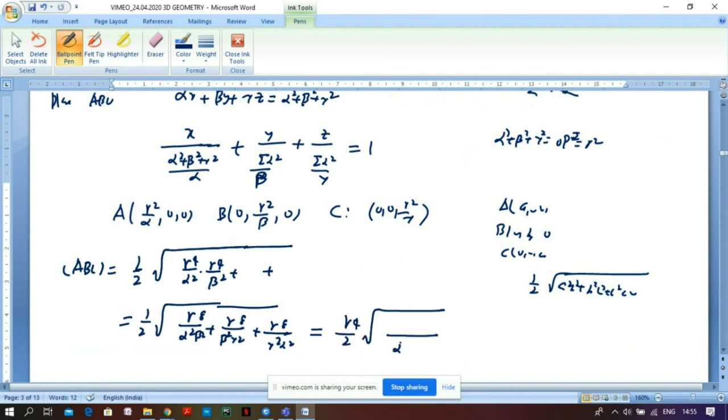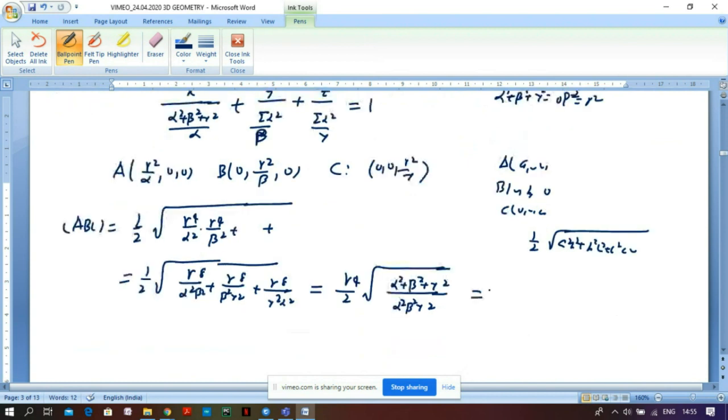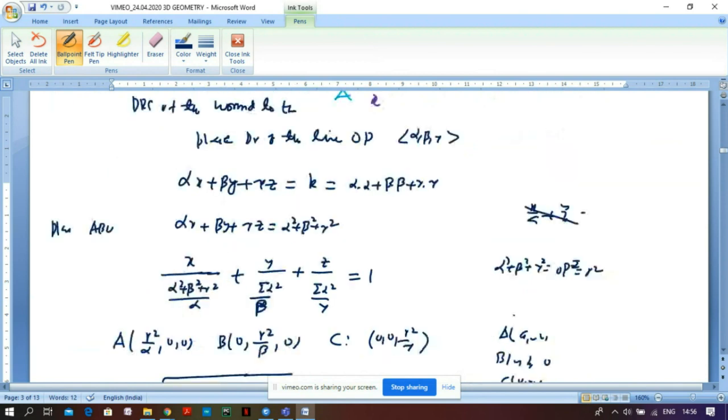I can take LCM, that is common denominator. So alpha square, beta square, gamma square, and I get here alpha square plus beta square plus gamma square in some order. And so this is again R squared, so R to the power 4 over 2 and times R square upon alpha square, beta square, gamma square. And so I can quickly get this R to the power 5, and this is twice alpha, beta, gamma. So this becomes my area as was to be found out.